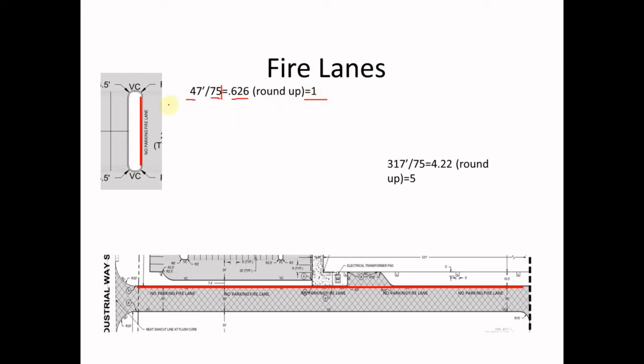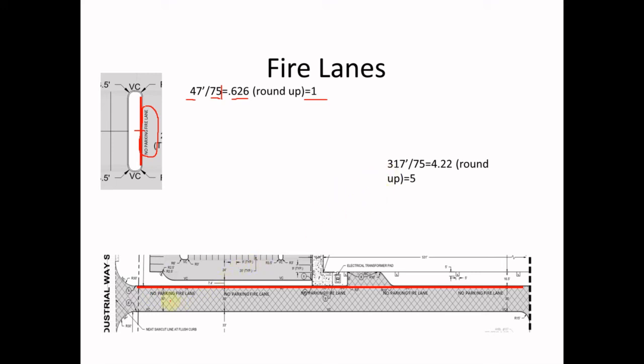We get 1. That means take one no parking fire lane and evenly place it in the middle of this 47-foot long strip. Just use some good field judgment. Put it right there. No parking fire lane. Space it right in the middle. You have one that you need to use. Put it in the middle. Make it look sharp.